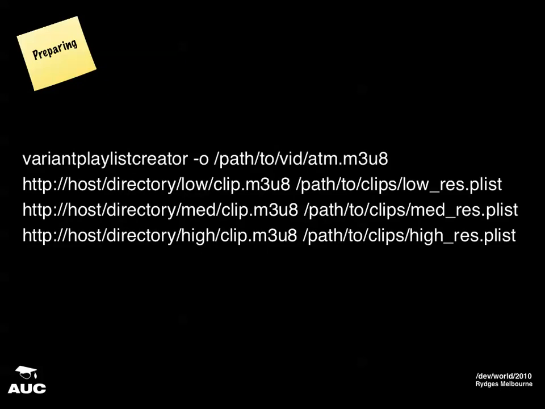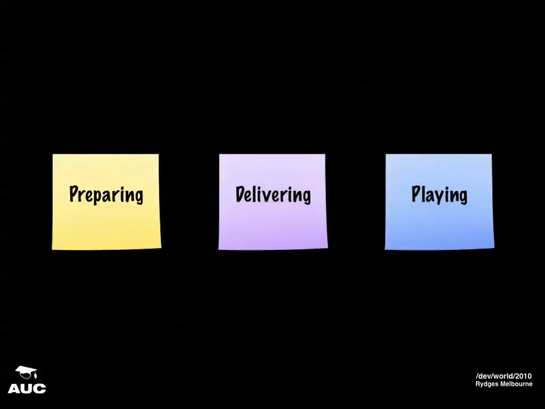And here are the arguments for the variant playlist creator tool. So again, you just specify the path and the name of the variant playlist you want to create, and then pairs of URLs and the path to the property list for each of the streams. This one's actually got only three, and I did four in the end. Okay, so that's preparing video covered.